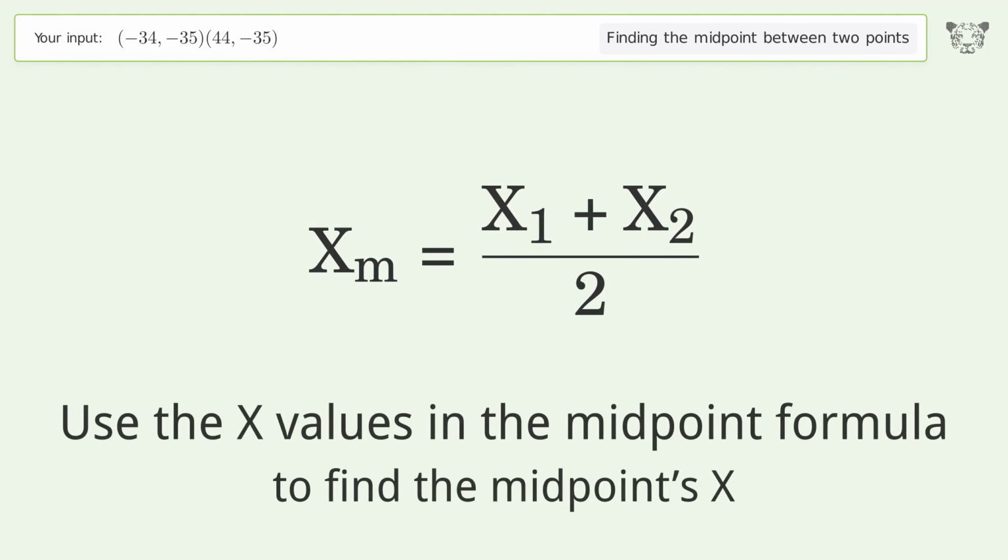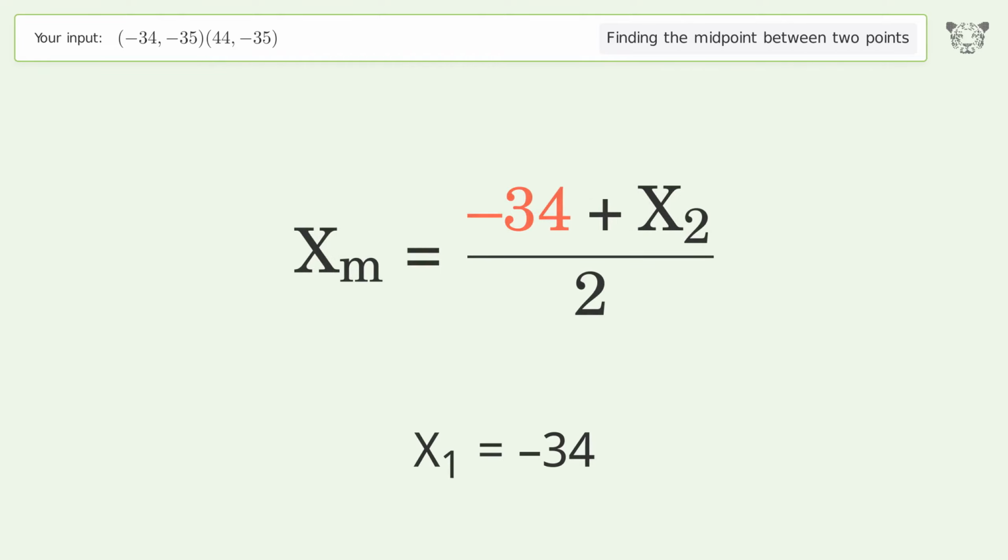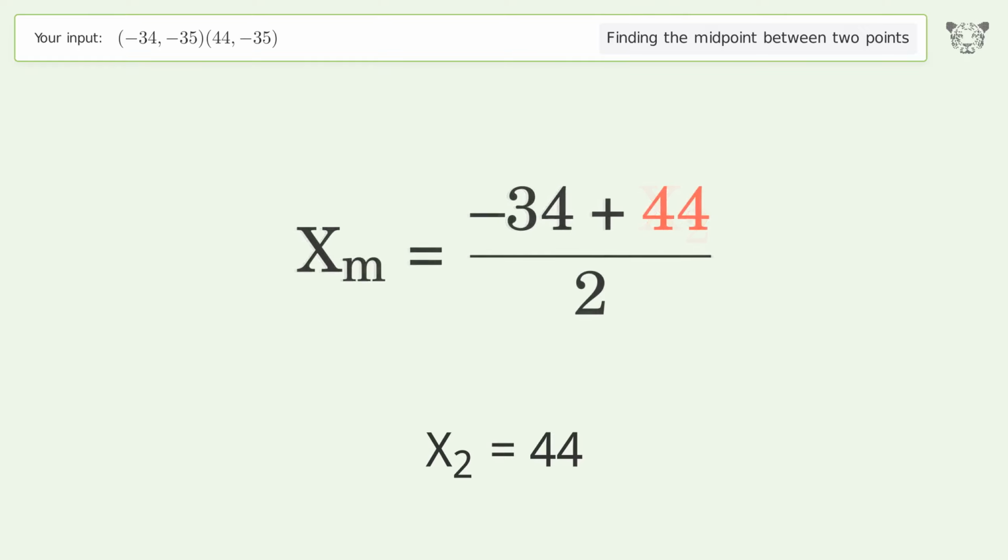Use the x values in the midpoint formula to find the midpoint's x. x1 equals -34. x2 equals 44. Simplify the arithmetic.